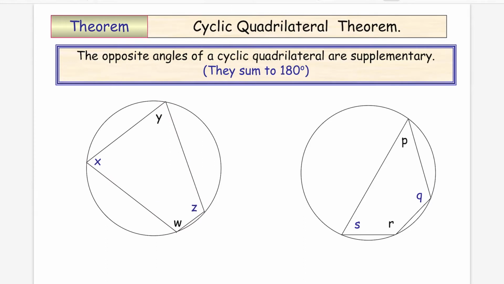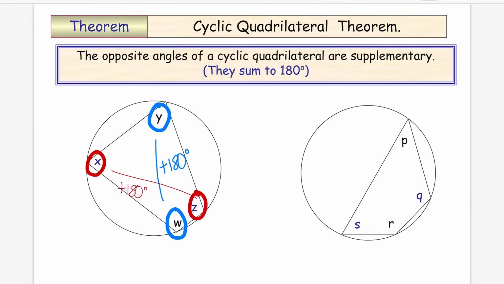So when we have a cyclic quadrilateral, or a four-sided shape penned into the circle, the opposite angles are adding up to 180. So y and w will add together to make 180 degrees. And similarly, x and z will be adding together to make 180 degrees.